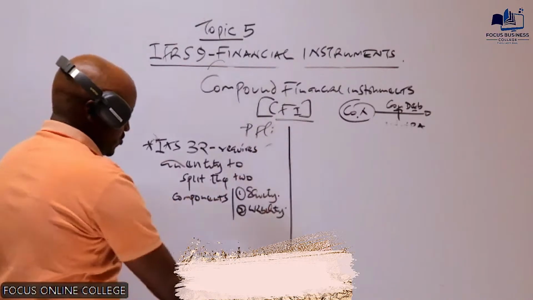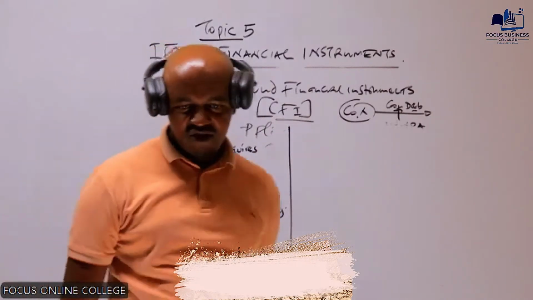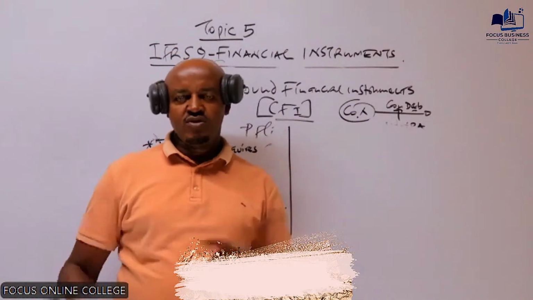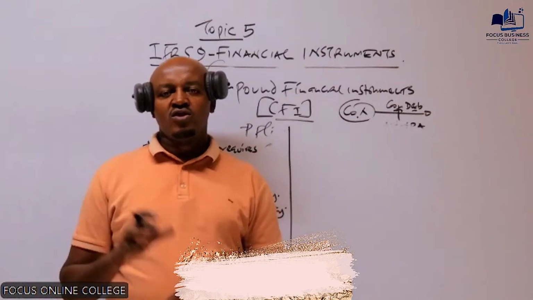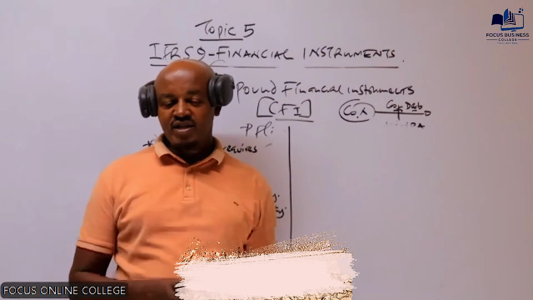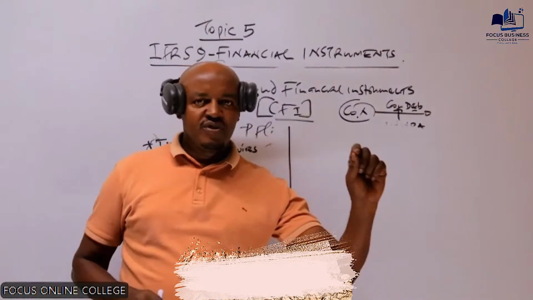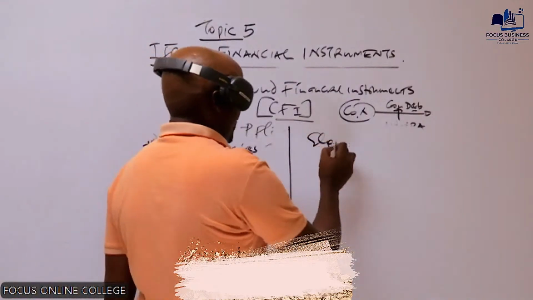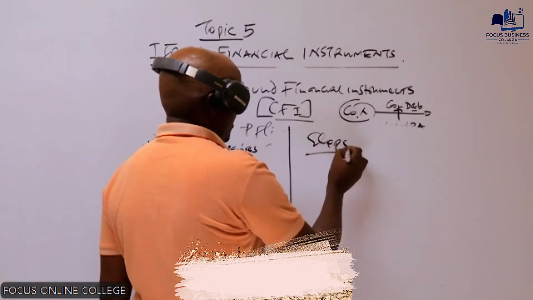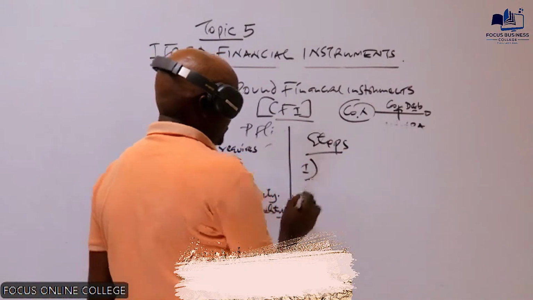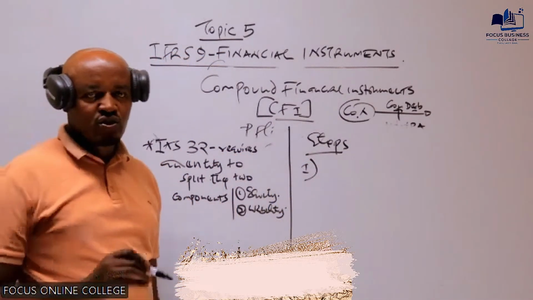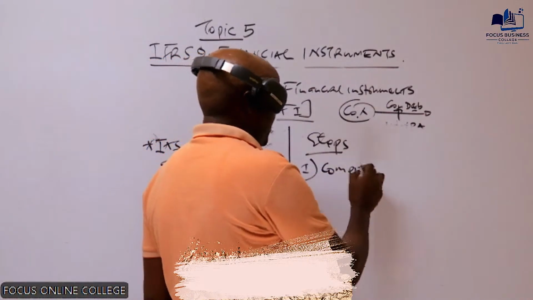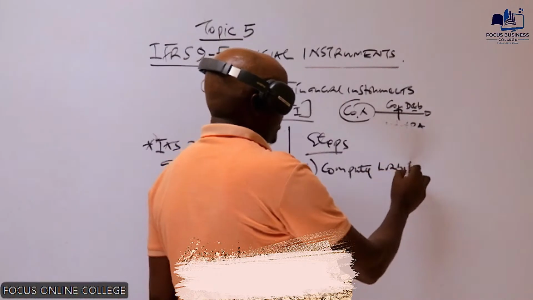Now, what I've said is that this particular standard, IAS 32, requires that anytime the company has issued securities which are convertible debentures, convertible bonds, convertible loan stock, which contain equity and liability components, the company should split the equity and the liability component. How should that split be done? We have two steps to be followed. Step number one is that the company should compute the liability component.